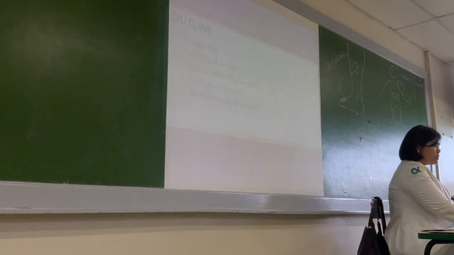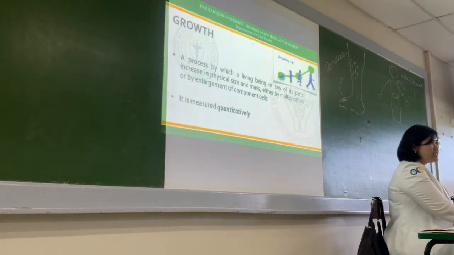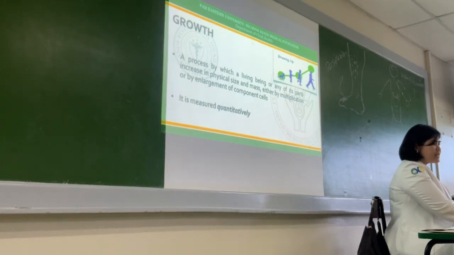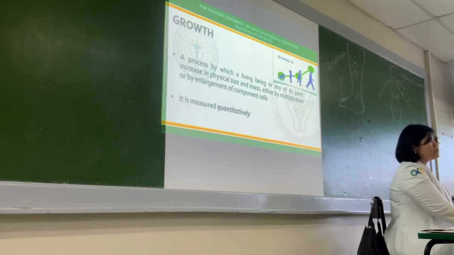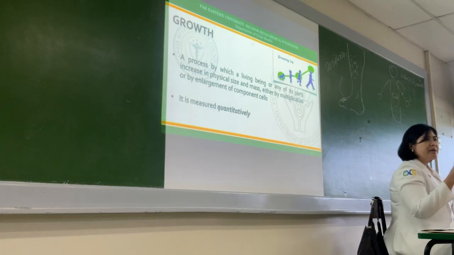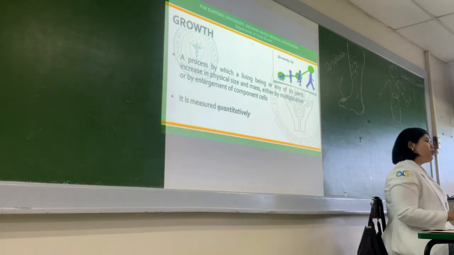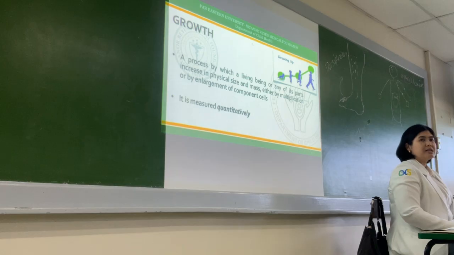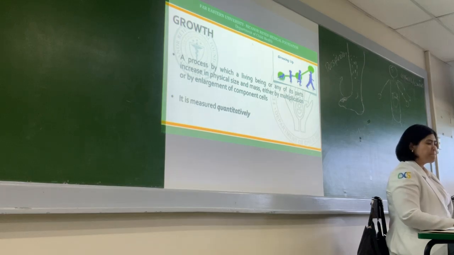So by definition, growth is a process by which a living being or any of its parts increases in the physical size and mass, either by multiplication or by enlargement of component cells. So for growth, you can measure it quantitatively. So there are numerical values involved for growth. You can measure it either by centimeters, by meters, by feet, by kilograms. Okay?